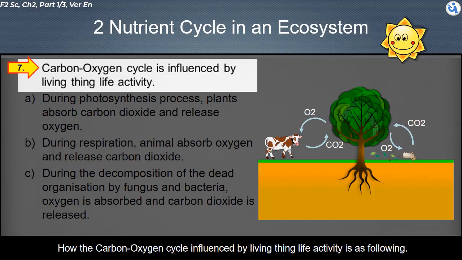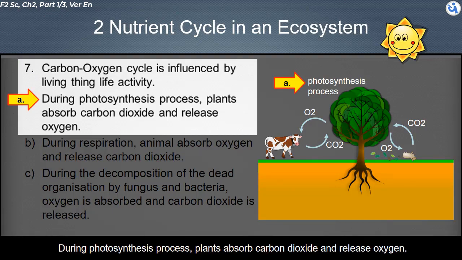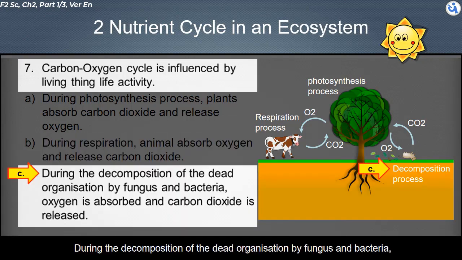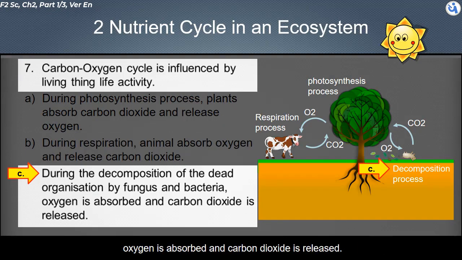How the carbon-oxygen cycle is influenced by living things' life activity is as follows. During the photosynthesis process, plants absorb carbon dioxide and release oxygen. During respiration, animals absorb oxygen and release carbon dioxide. During the decomposition of dead organisms by fungi and bacteria, oxygen is absorbed, and carbon dioxide is released.